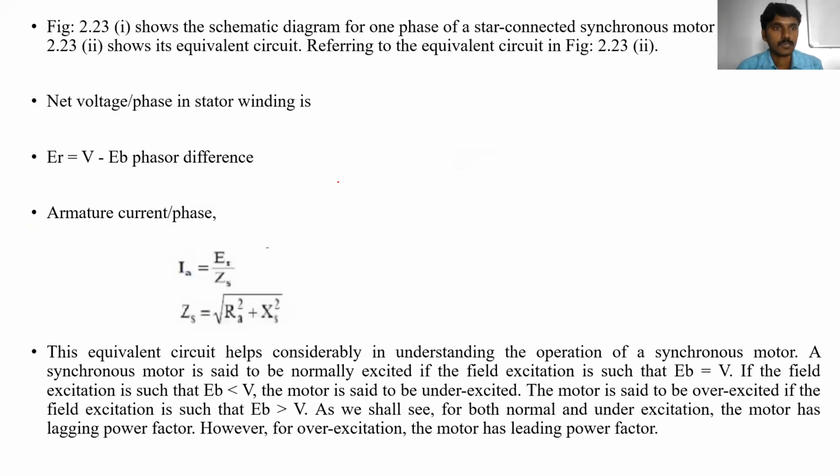So the net voltage per phase in the stator winding is equal to V minus EB. This is the resultant voltage. The net voltage is represented by ER, which is equal to V minus EB per phase.